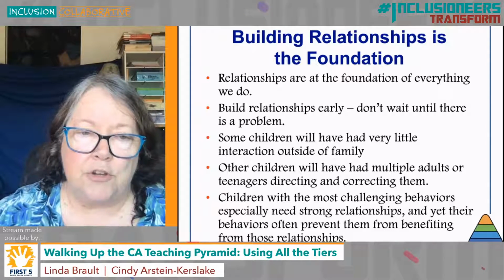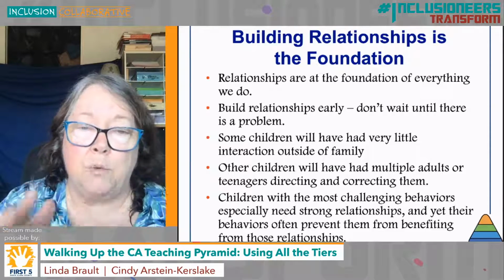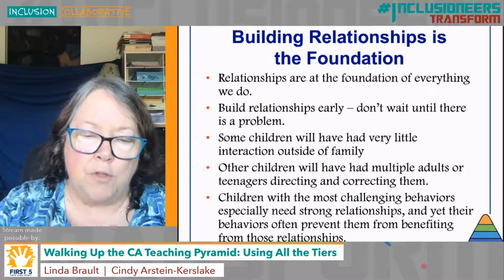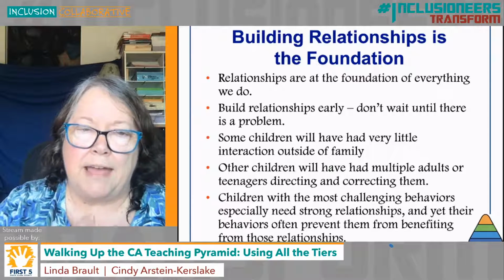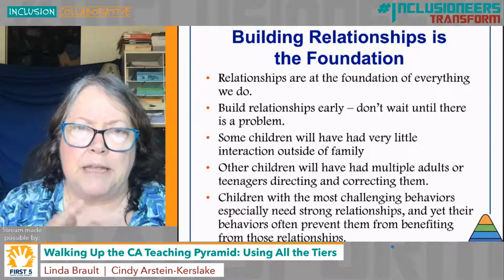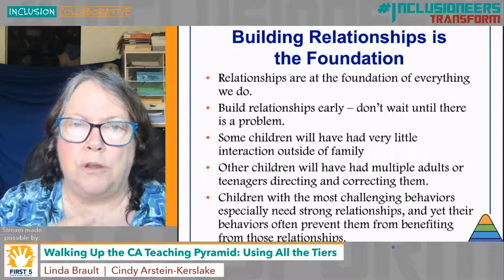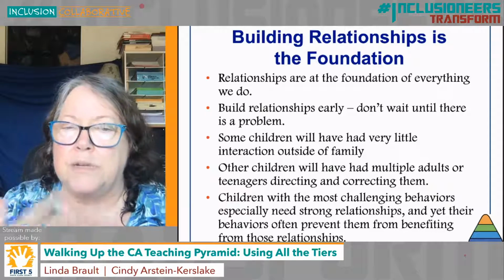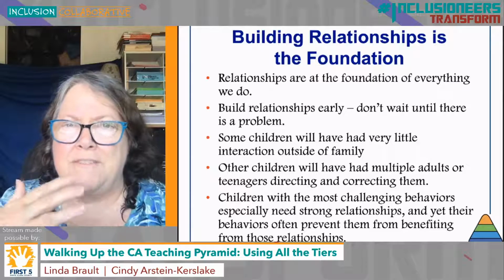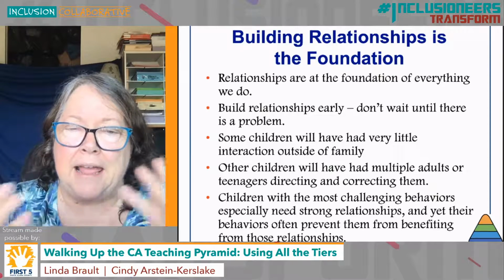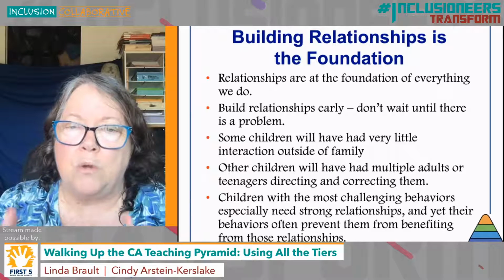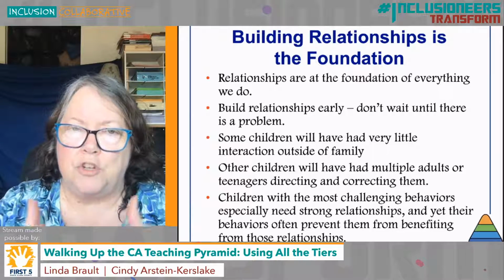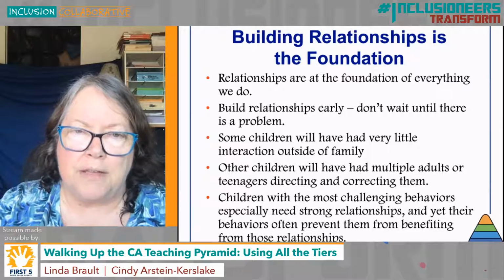I will also remind you, and some of you are already back with children, others of you are getting ready to do that. I know people are in all different places, but just remember that over the past 6 months, some children will have had very little interaction outside of their own family. So they may have been used to seeing 2 or 3 or 4 other people, and that's it. Other children will have had multiple adults or teenagers directing and correcting them. So they've had lots of bosses. And I think that it's important to recognize we don't always know which situation they've come from. In either case, it's going to be hard for them to adjust to the structure of a school setting.